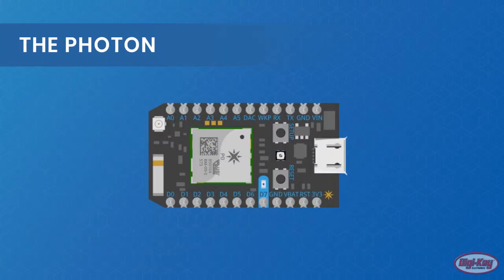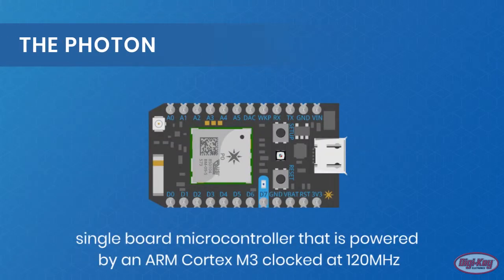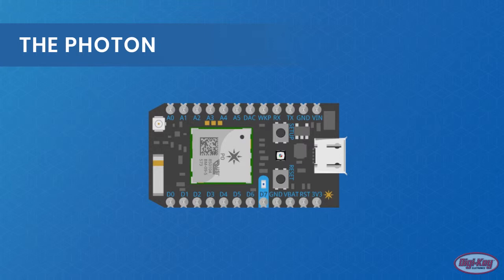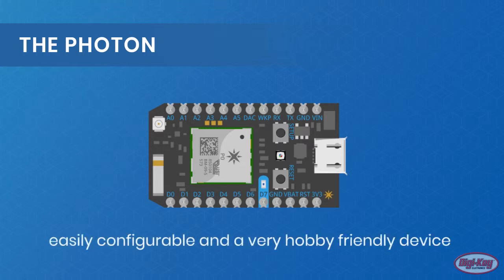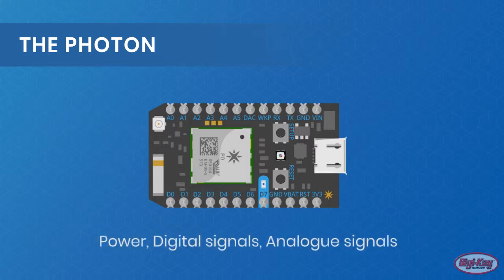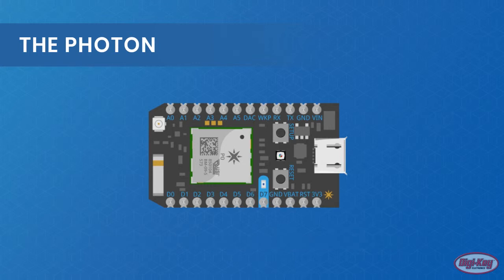The Particle Photon is a single-board microcontroller that is powered by an ARM Cortex M3 clocked at 120 MHz. Capable of being programmed over the air, the Photon is easily configurable and a very hobby-friendly device. Like the Arduino, the Photon has headers that are used to connect to external circuits, and these pins include power, digital signals, and analog signals. The function of each pin is directly printed onto the PCB, which makes identification of pins very easy, but some other functions such as PWM are not obvious.